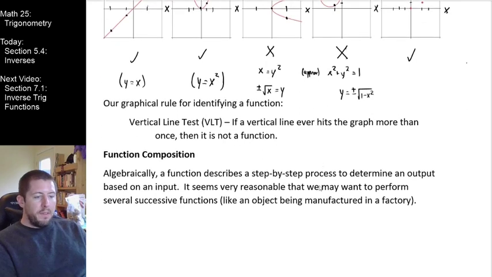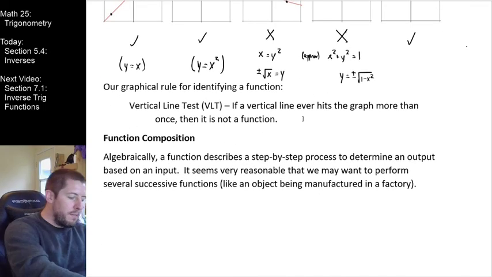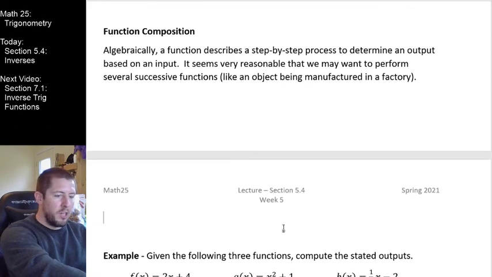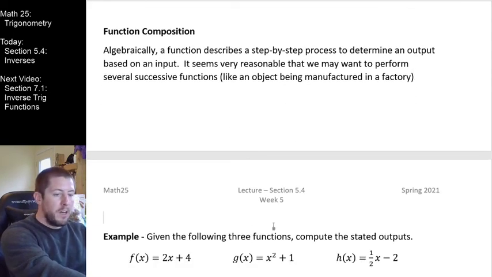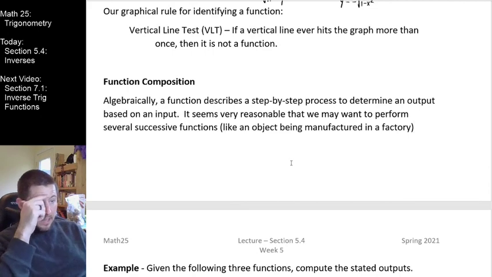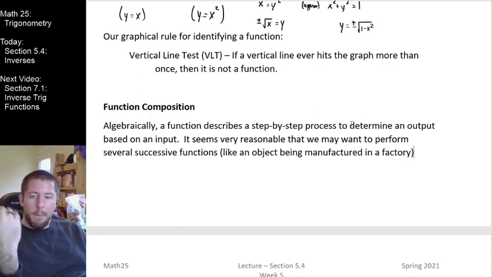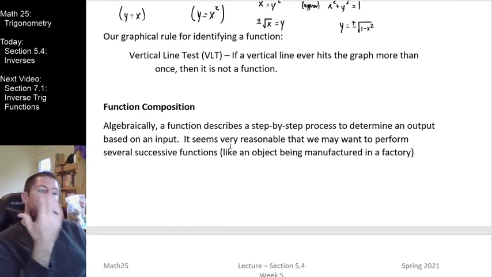So now that we've identified what is a function, what is not a function, let's go ahead and do some things with functions using some function notation here. So function composition says, algebraically, a function describes a step-by-step process to determine what output you're going to get based on the input you gave. It seems very reasonable that we might want to perform several successive functions, like an object being manufactured in a factory, right?